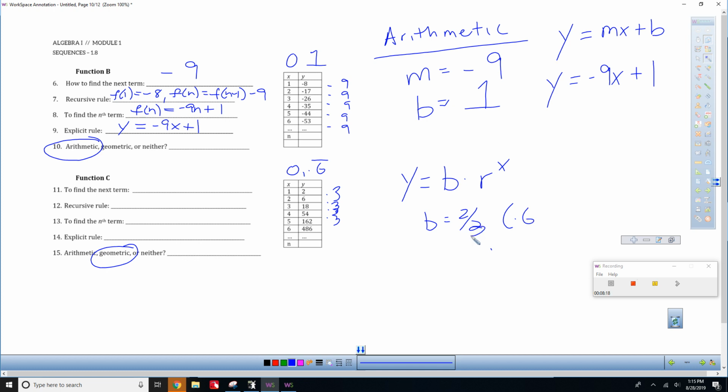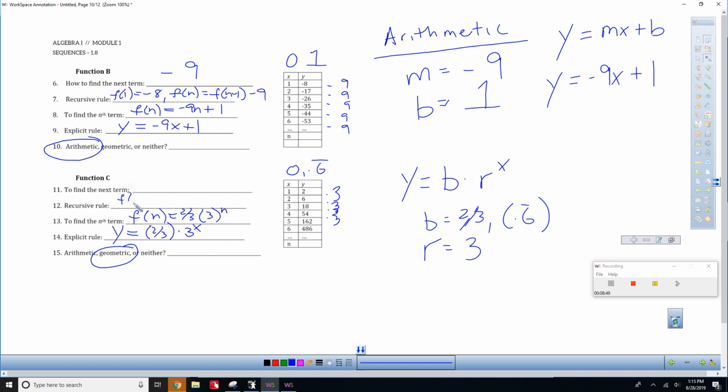2/3. Let me clean that up. Which is 0.6 repeating. Our r is 3. So our explicit rule is y equals 2/3 times 3 to the x. F of n is 2/3 times 3 to the n.